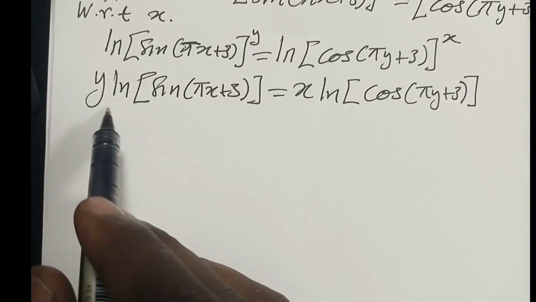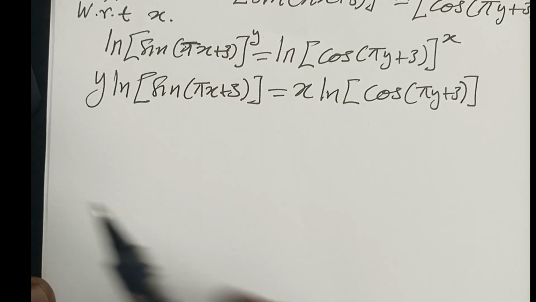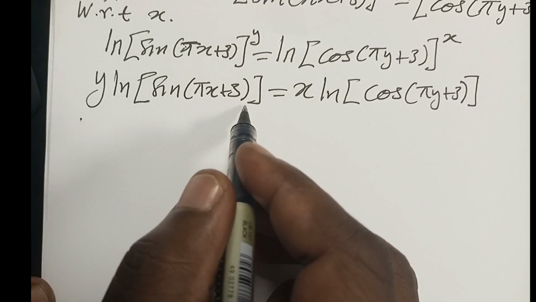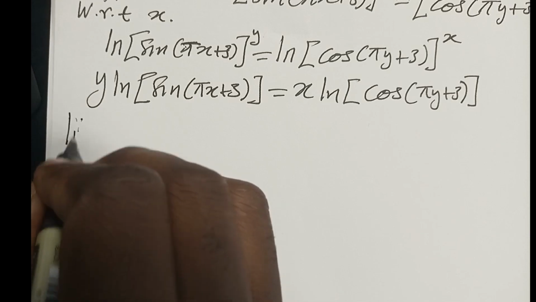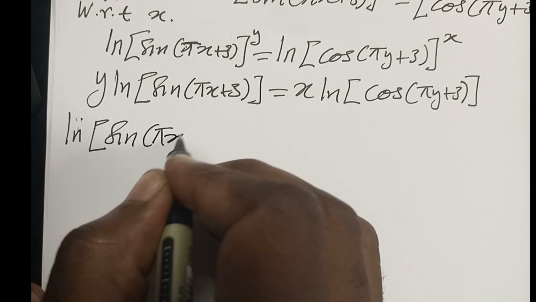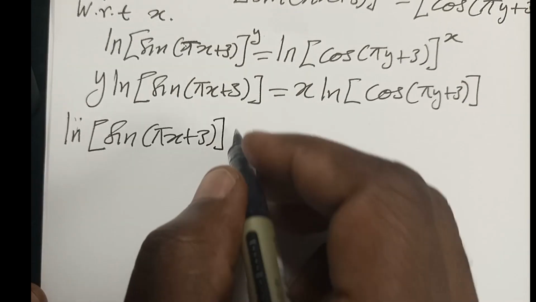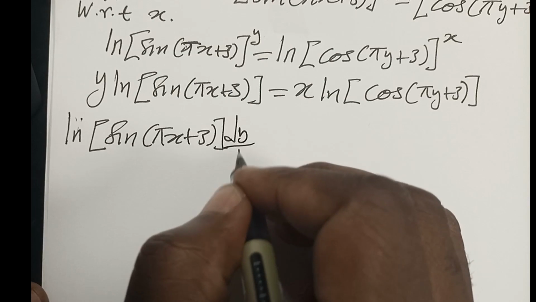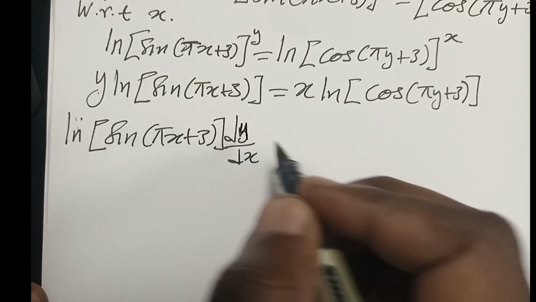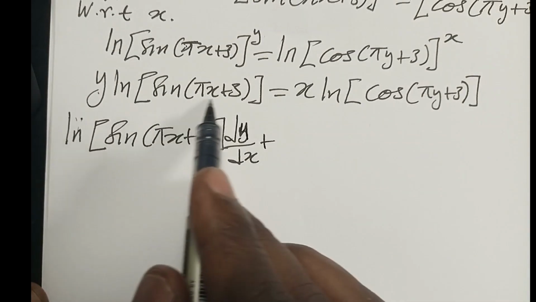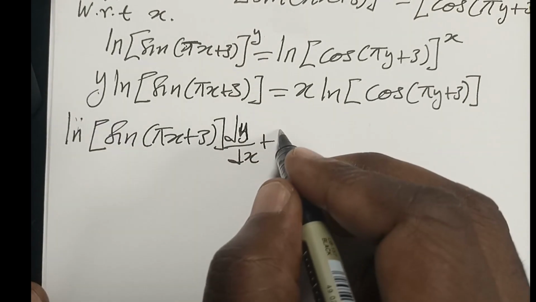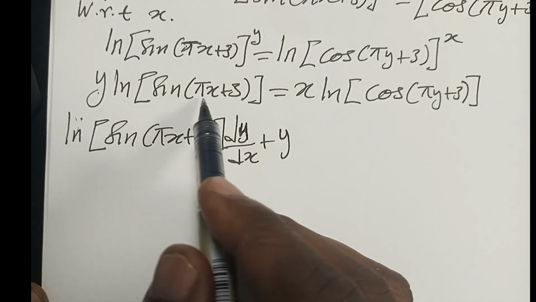So differentiate this part, first of all, with respect to y. You should get, keeping this other expression constant, we're going to get ln sine pi x plus 3, then you write dy dx, because the derivative of y power 1 is just a 1. Then plus, now differentiate this second part of the function, keeping y constant, should have y derivative of sine.